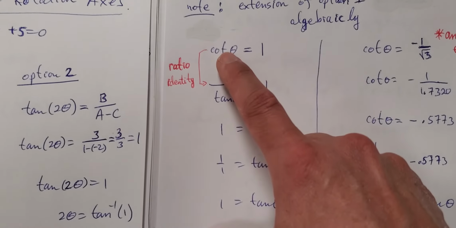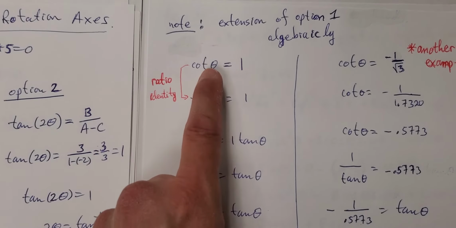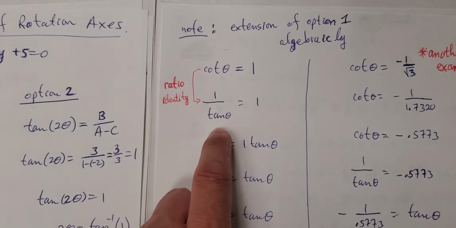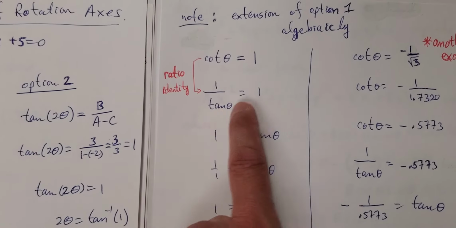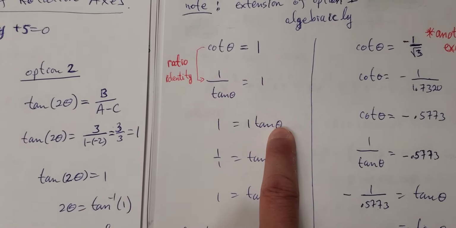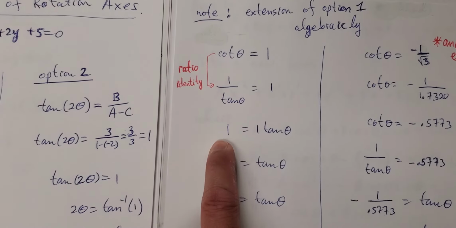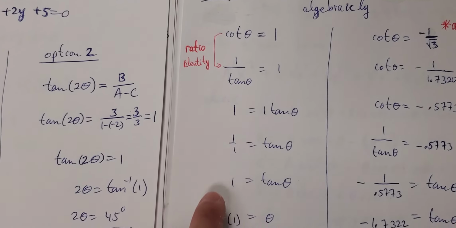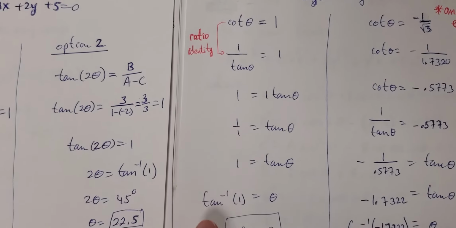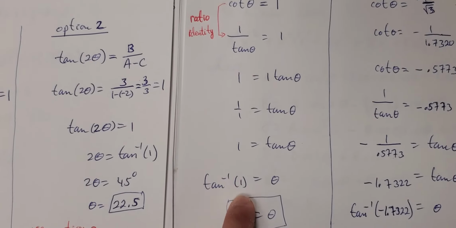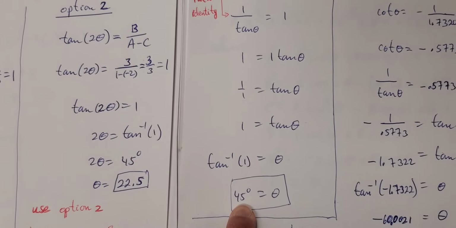So we know that the ratio identity for cotangent is 1 over tangent. Bring the tangent to the right, which I have here. Bring down the 1 by dividing. 1 divided by 1 is 1. And then bring the tangent back to the left side, so we inverse it. Use your calculator. Tangent inverse of 1 gives me 45 degrees.